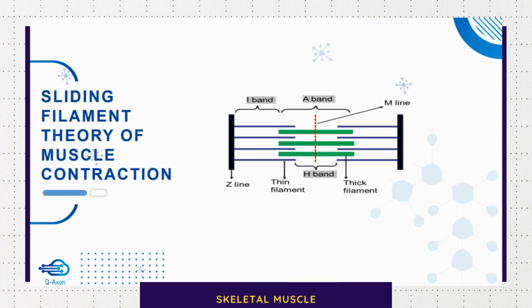Now to explain that diagrammatically, during muscle contraction, the actin or the thin filaments do not shorten. The myosin also does not shorten. Actin only slides over myosin. So actin comes closer to the center of the sarcomere. It's sliding over myosin. In the process, the Z lines are pulled closer to the center and therefore the sarcomere shortens.